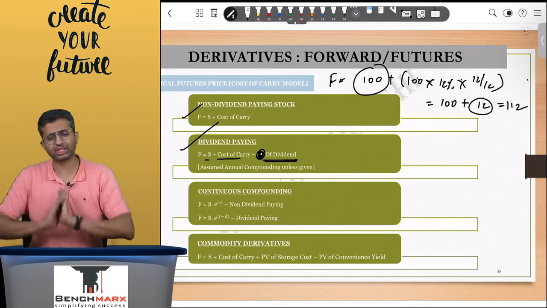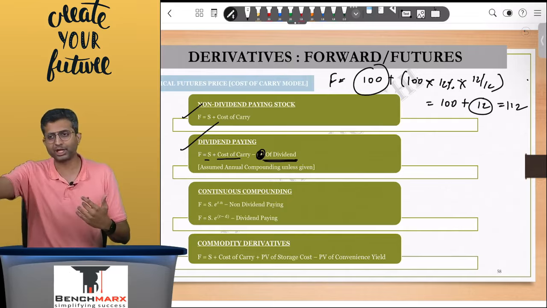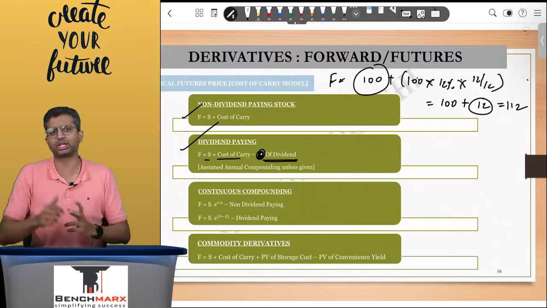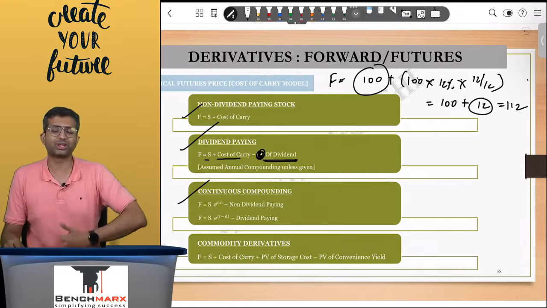Everything has to be at the same point of time, either starting or at the end. Here you are taking everything at the end. So 100 today becomes 112 after 1 year. So if dividend of 5 rupees is paid at the end of 1 year, we will not do any adjustment. But if 5 is paid at the beginning of the year, we will do a time value adjustment on this. This is in case of usual questions where there is annual compounding.